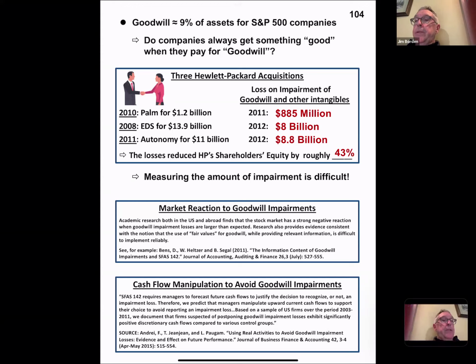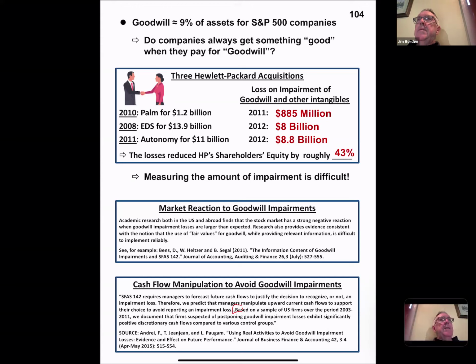Okay. So based on a sample of firms over this period here, firms suspected of postponing goodwill impairment losses. So going back to HP, maybe we realized, look, they probably should have recorded a goodwill loss for that acquisition of Palm. Okay. But we don't see it. So it may be that they're postponing that.